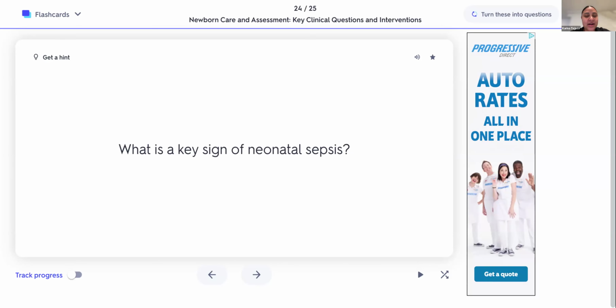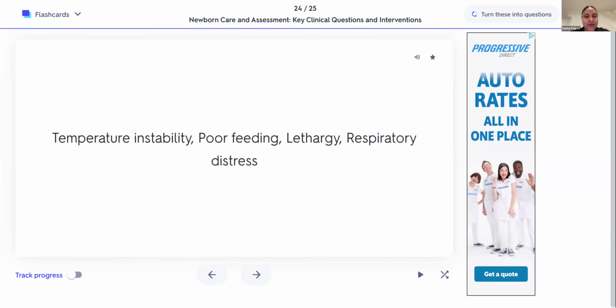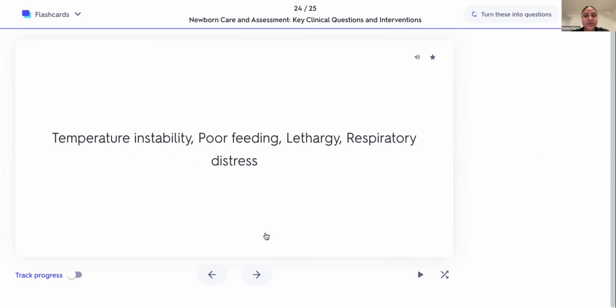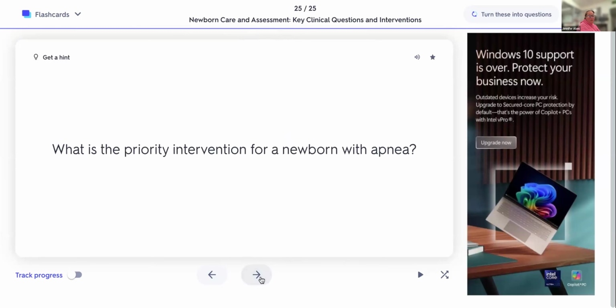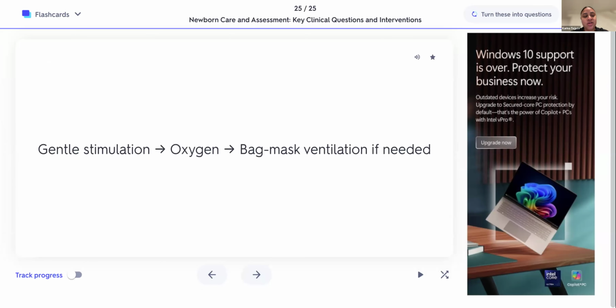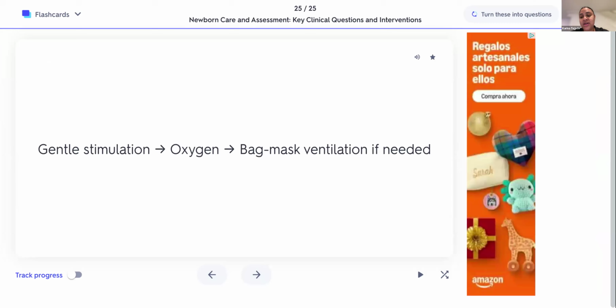Yeah. So it's temperature instability, poor feeding, lethargy, respiratory distress. All right, all the bad stuff. And then last question, what is the priority intervention for a newborn with apnea? Wouldn't that be to apply oxygen immediately? Yeah. So gentle stimulation, oxygen, or a bag mask if needed.